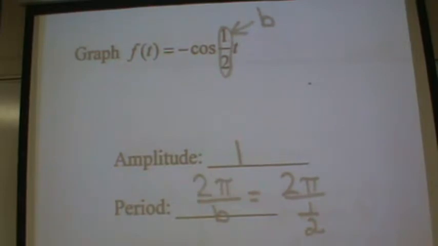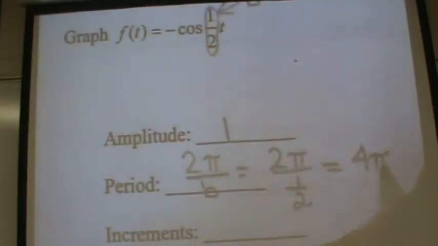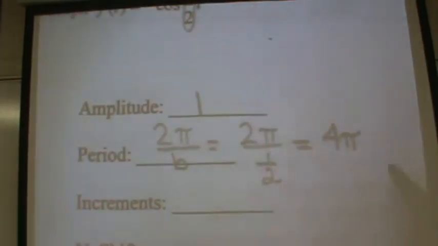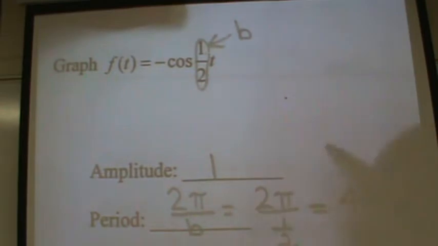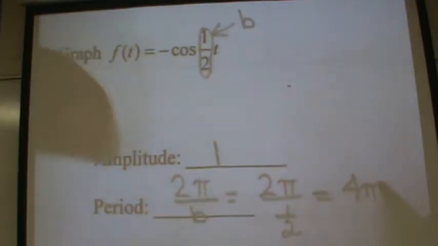4 pi. You get 4 pi. Thank you, Nick. How'd you get that? It's the reciprocal, you multiply by the reciprocal. Very good. So now, it's gonna take from 0 to 4 pi to get through those 4 increments.